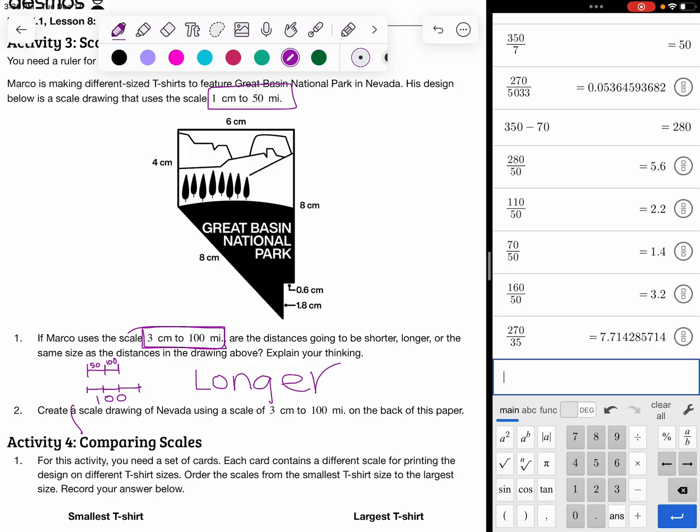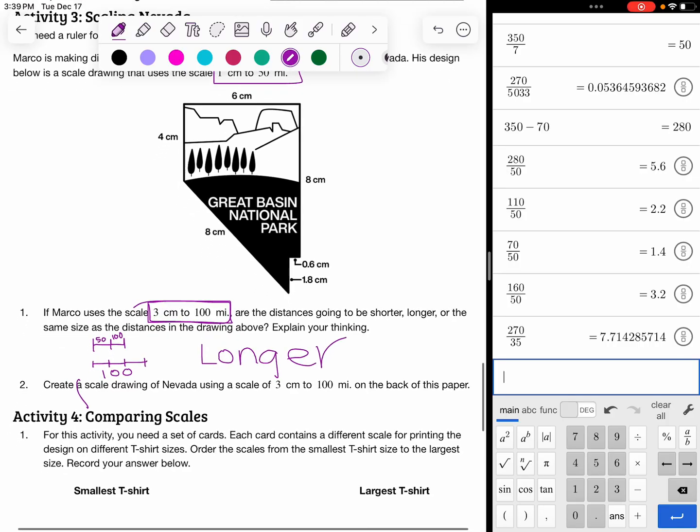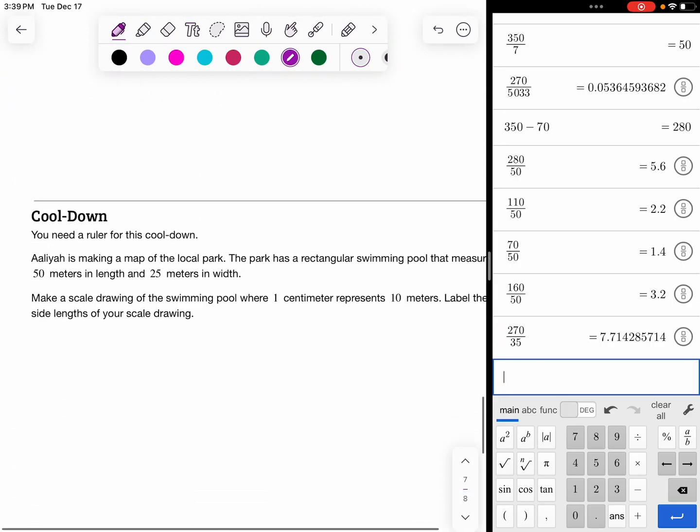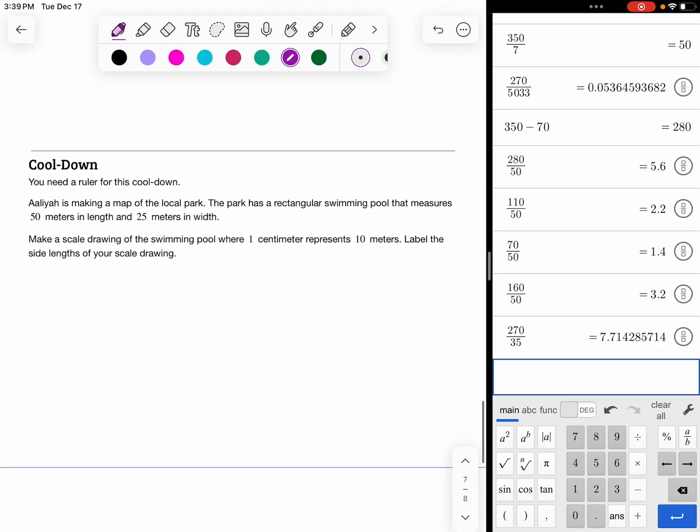Alrighty then, question number 2 is asking you to make a scale drawing of Nevada using the scale 3 centimeters to 100 miles. We are going to skip that, and we're actually going to skip activity 4. I want us to take a look at our cool down. It says Aaliyah is making a map of the local park. The park has a rectangular swimming pool that measures 50 meters in length and 25 meters in width. Make a scale drawing of the swimming pool where 1 centimeter equals 10 meters. Label the side lengths of your scale drawing.